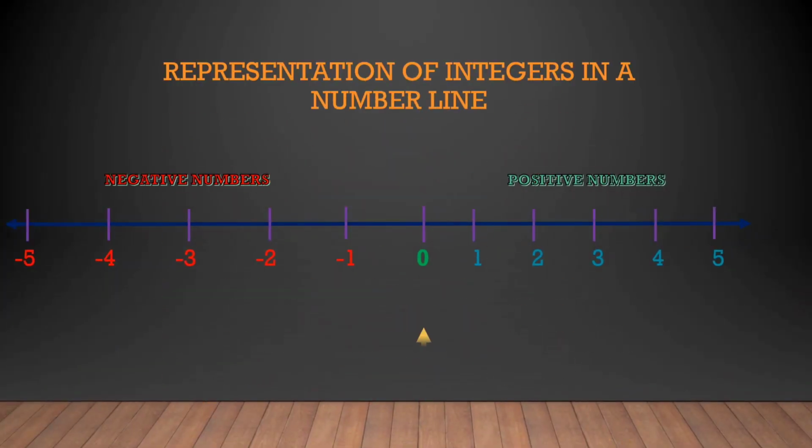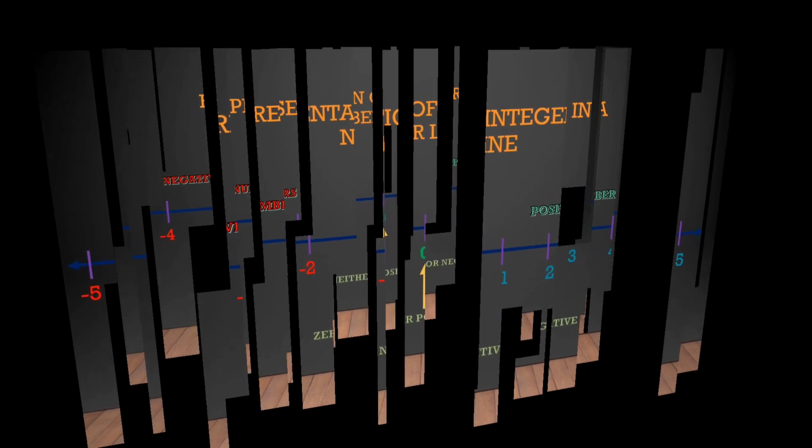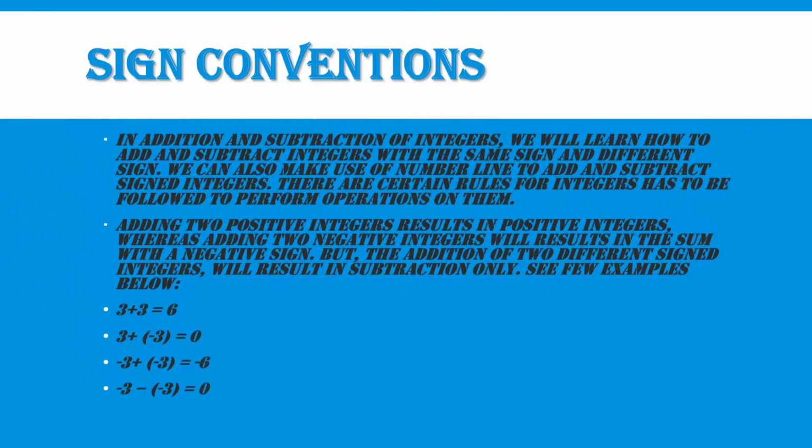So the next topic is representation of integers on a number line. In a number line there are three parts: the positive numbers, the negative numbers and 0, which is a neutral number. So always remember, the positive numbers are always placed on the right hand side and the negative numbers are always placed on the left hand side. When you talk about integers, the first thing that you remember is the signs.